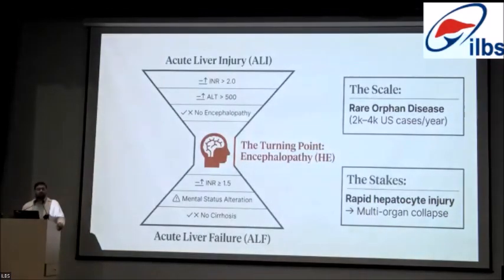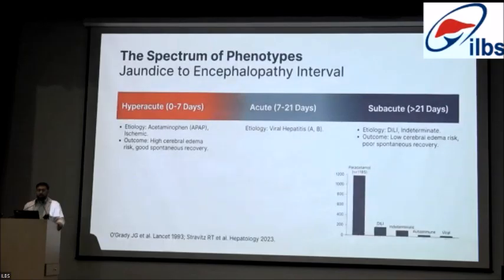The turning point between acute liver injury and acute liver failure is hepatic encephalopathy, as we all know. And the spectrum can be hyperacute, which is within 7 days, 7 to 21 days is acute, and subacute is more than 21. But it is based on etiology as well. Generally, acetaminophen, paracetamol causes hyperacute. Viral etiology is acute, which we see more commonly, and subacute like DILI and indeterminate.